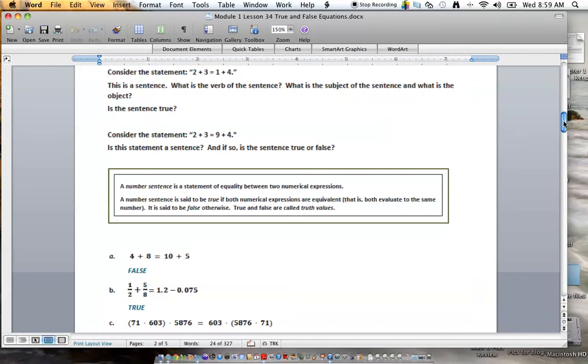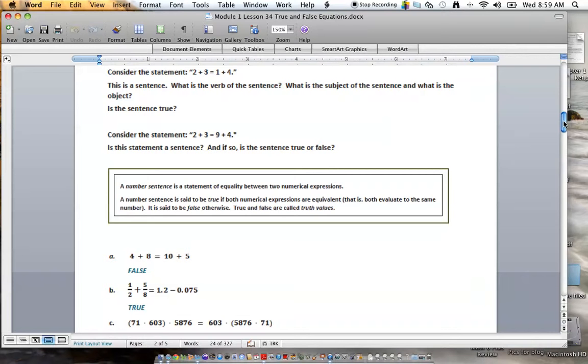When it asks what the verb is, what we're doing here, the verb would be equals. Right? Equals is a state of being. Are they both equal to each other? I guess the subject would be 2 plus 3 and the object 1 plus 4. Is the sentence true? Yes, that's the big thing. Consider the statement 2 plus 3 equals 9 plus 4. Is this true? No, 2 plus 3 does not equal 9 plus 4.